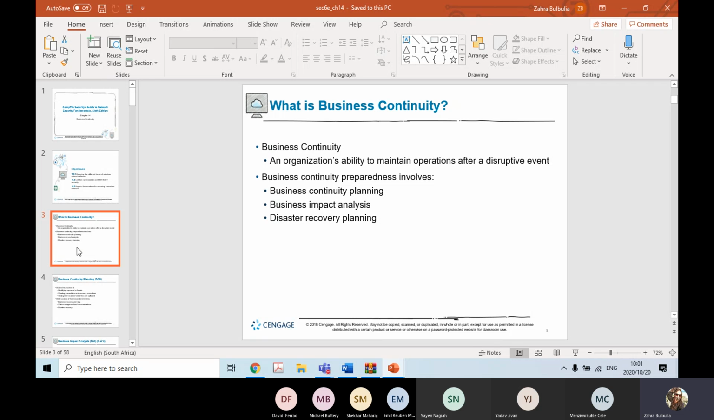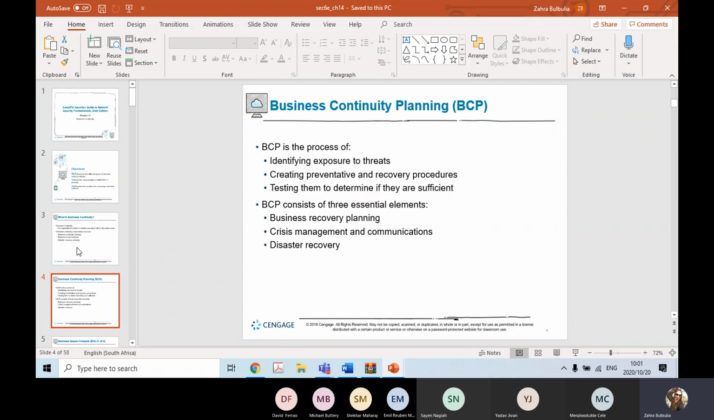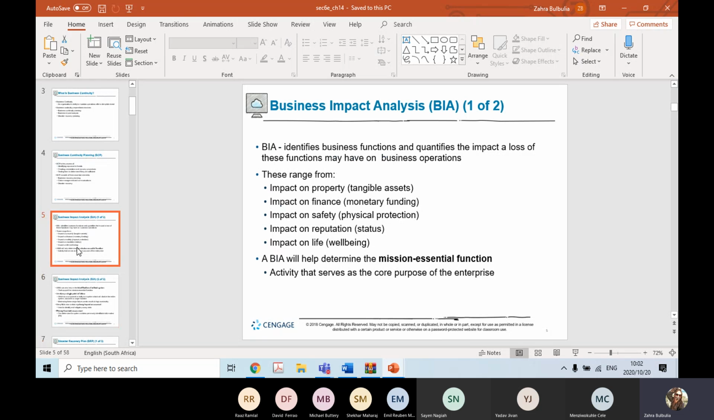And you have to always be prepared. And there are 3 steps to being prepared. And this is business continuity planning, impact analysis, and disaster recovery planning. Now, business continuity planning looks at identifying exposure to threats. So what could possibly be threats that my business can be exposed to? And it creates preventative and recovery procedures. And of course, you have to test them to determine that they are sufficient. So there are 3 essential elements here: business recovery planning, crisis management and communications, and disaster recovery.